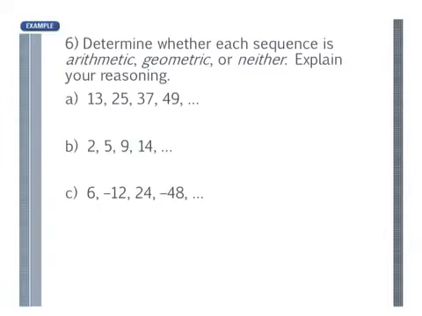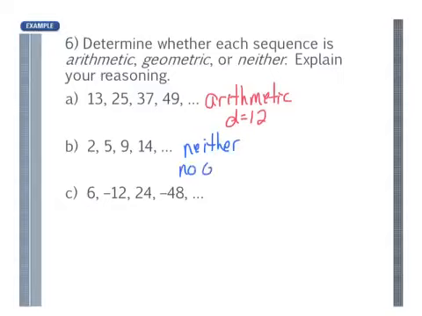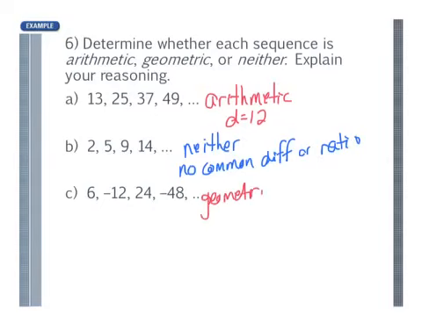Determine whether or not each sequence is arithmetic, geometric, or neither. Letter A. That one is arithmetic. Why is it arithmetic? Because it has a common difference and that common difference is 12. Letter B, neither. It's neither arithmetic nor geometric. There is no common difference or ratio. Letter C, that one is geometric. It is geometric because there is a common ratio, and that common ratio is -2.